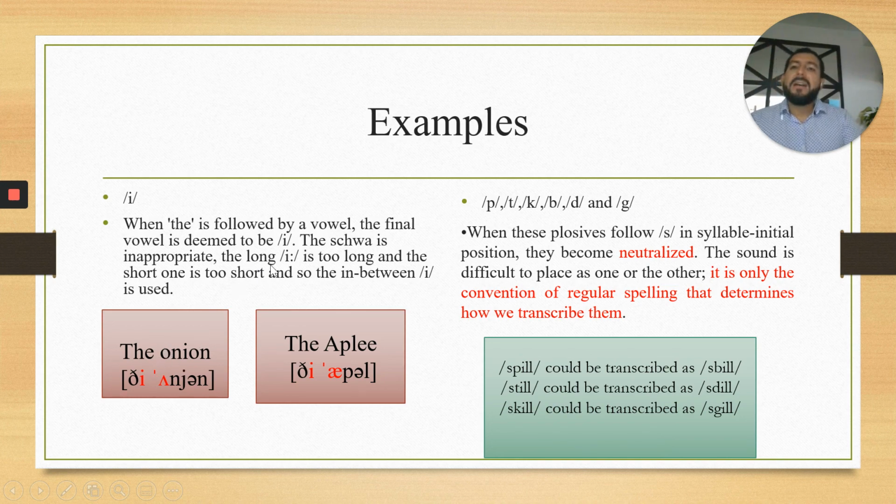And interestingly enough, the so-called long E is too long and too tense, and the last one is too lax, so we need something in between E and schwa, and so we end up with this. The transcription is "the onion." However, this tense E, which we're representing here, is not really a tense E.